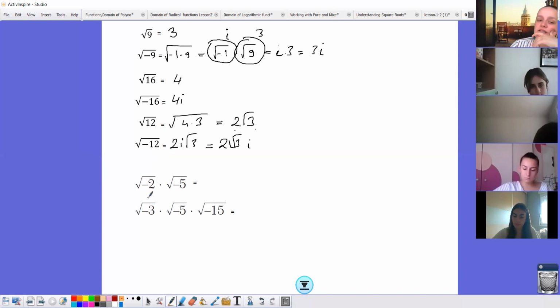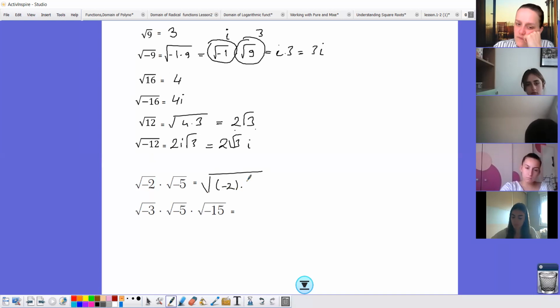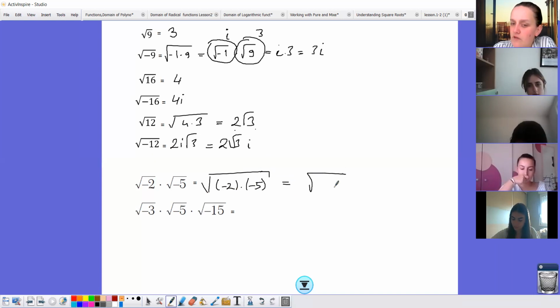Here, what will be root of -2 times root of -5? For example, you see this question: what will be your first step for this one? Should we multiply them? You can multiply, to put them together. This is one way. So we'll have root of minus times minus, which is plus, 2 times 5, 10. You can leave it like this.